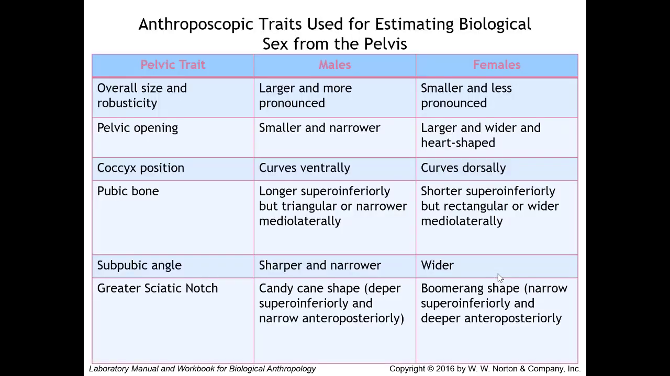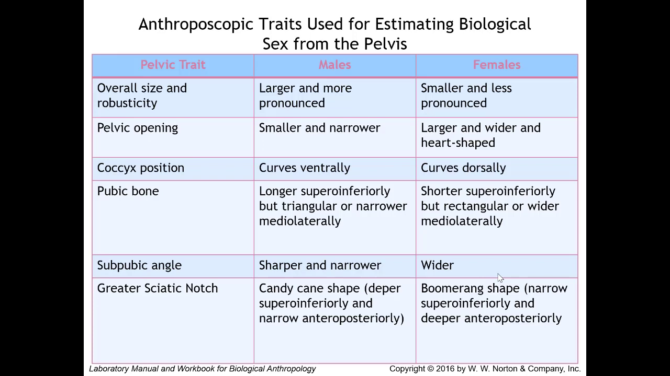So again, pelvic trait, then males and females. Overall size and robusticity: larger, more pronounced in males, smaller, less pronounced in females. Pelvic opening is smaller and narrower in males. It's larger and wider and heart-shaped in females. Your coccyx is curved ventrally in our males, and it is curved dorsally in females. The pubic bone is longer supero-inferiorly, but triangular or narrower mediolaterally in males. And then it is shorter supero-inferiorly, but rectangular or wider mediolaterally in females.